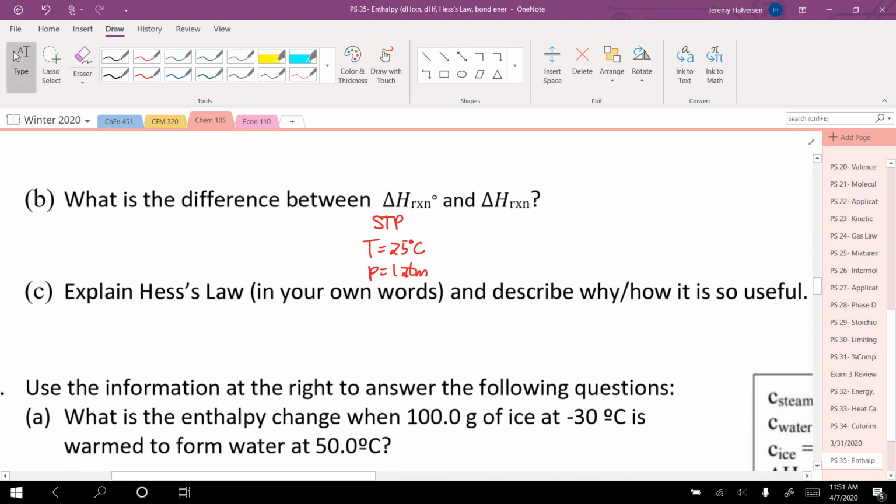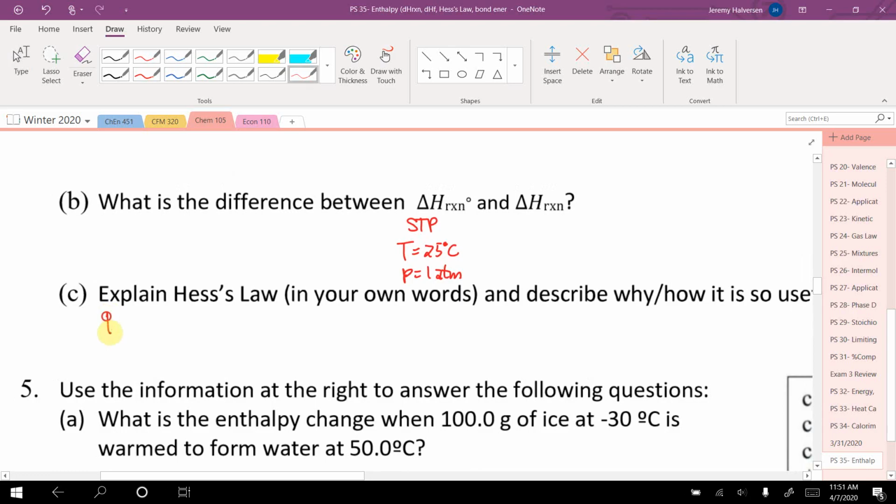Explain Hess's law in your own words, and why or how it's so useful. Okay, Hess's law says because enthalpy is a state function, I can take any path I want to get from A to B, using any path I want.